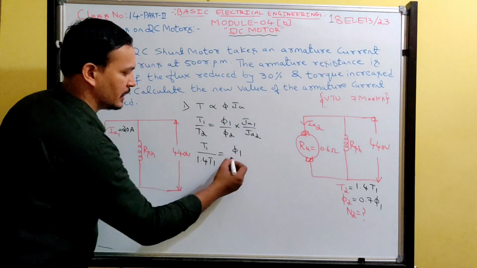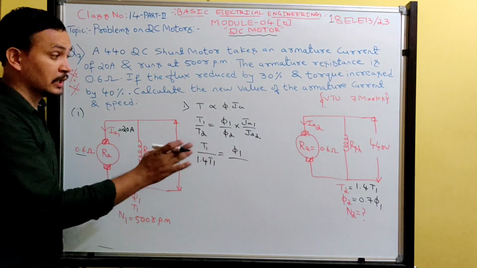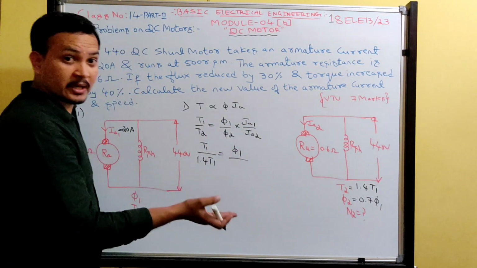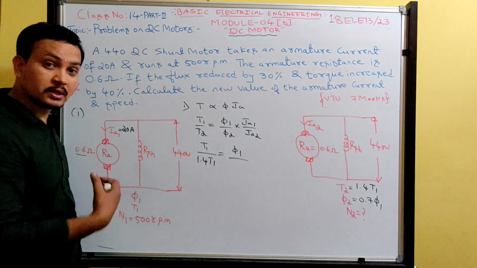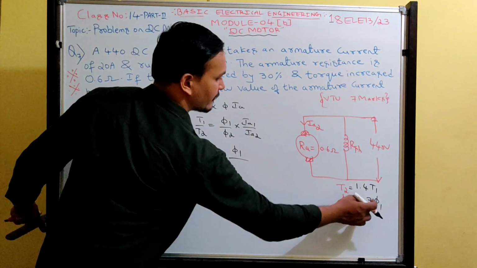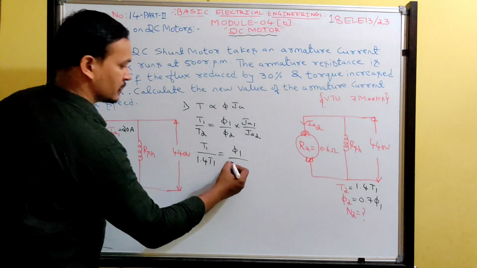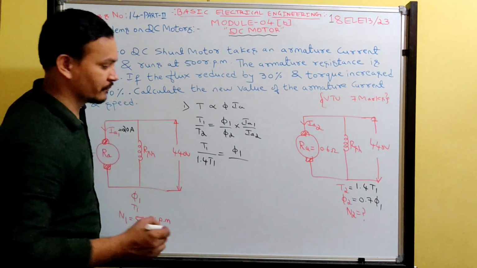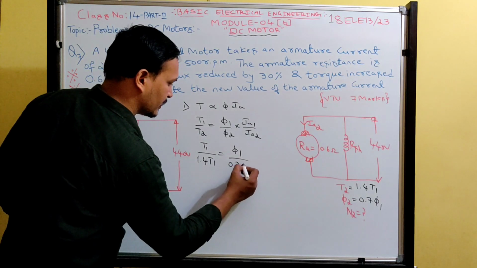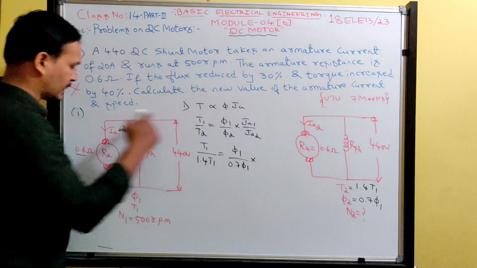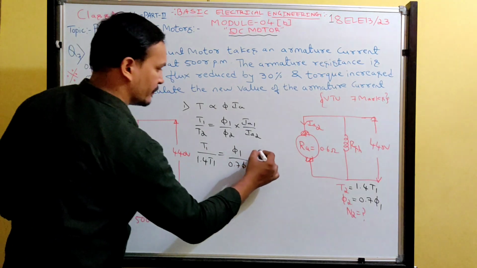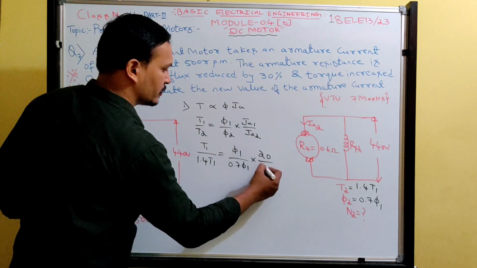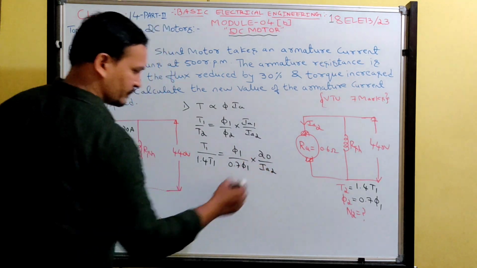What is the flux pi 1? Let's write pi 1 only. And what is pi 2? What is the new flux? Reduced by 30% means what is left, that you write. That is 70% of original flux. Don't write 0.3 times of pi 1, that is wrong. So 0.7 times of pi 1. And what is the current in the first case? 20 ampere. Divided by Ia2, I don't know this current.